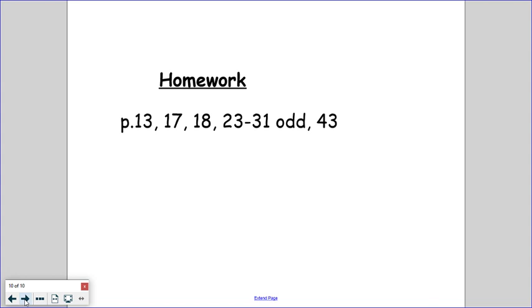All right, and our assignment is going to be on page 13, and you have the rest of the hour to work on that. And tomorrow we will come back and review implicit differentiation one more time.